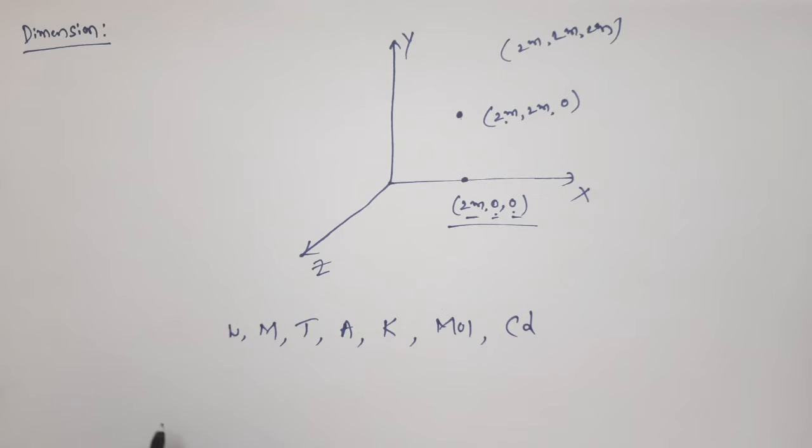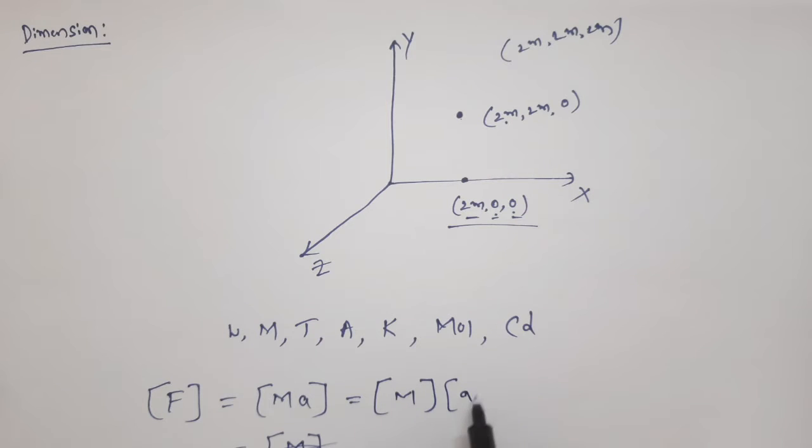But here, if I take the dimensions of force, how do we get this? This is the product of mass and acceleration. Then here we use this bracket to write the dimensional formula. For mass, M, for acceleration, so what is the dimensional formula? L T power minus 2. So these are the dimensions of F.